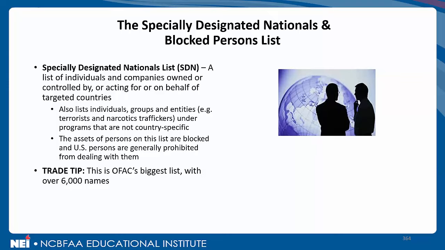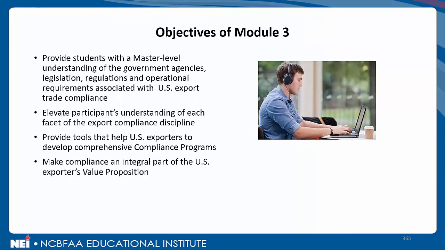Second sub-bullet point, the assets of persons on this list are blocked, and U.S. persons are generally prohibited from dealing with them. As a trade tip, and one might imagine, this is OFAC's biggest list with over 6,000 names on it. There's a lot of bad people out there. My goodness, this must be a slide that makes people especially happy. It's the objectives of Module 3 that we showed at the very beginning, some 360 slides ago. This means that we're finished with Module 3. Well, almost finished. You still have to take your quiz.